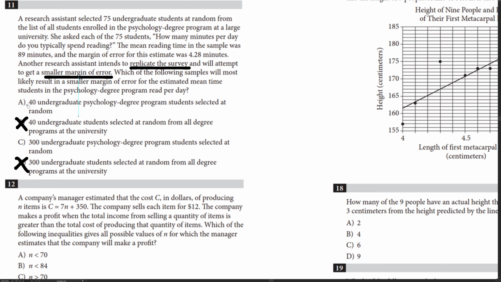And D says the same thing, so that would be incorrect also. However, now we have to compare the number. If we wanted to get a smaller margin of error, what we need to do is take a larger sample of the population so that the sample is more representative of the population. As a result, we're just going to go with 300 since 300 is greater than the original 75 that she surveyed.